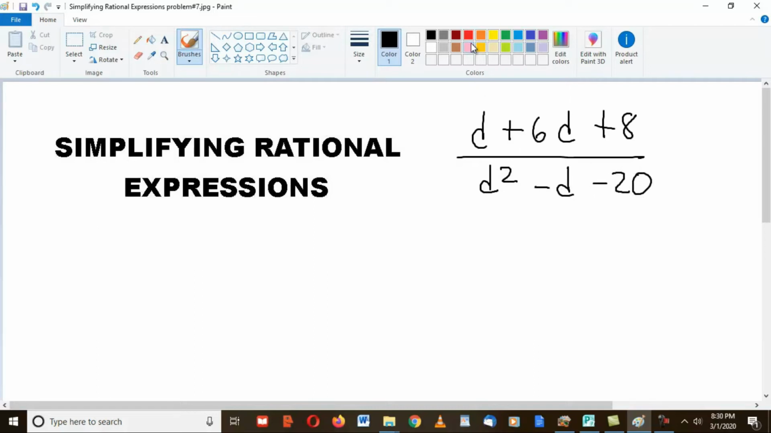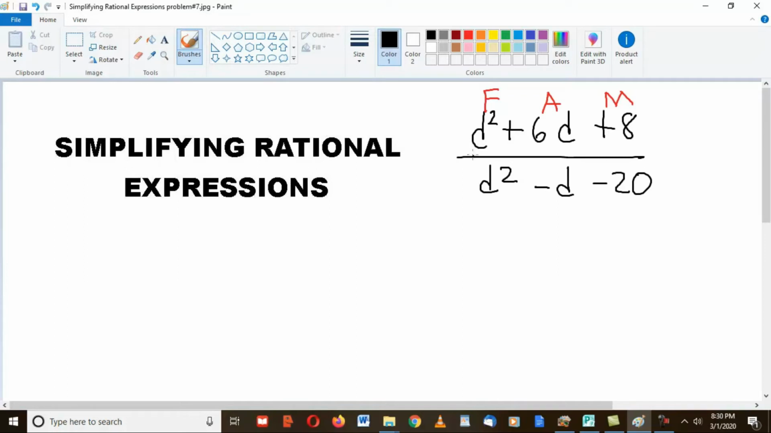Now what we're going to do is use some acronyms today. I'm going to go with FAM, okay? For each one of these terms, we're going to satisfy each one of these acronyms. F is going to stand for factor. Actually, there is a squared right here. This is d squared plus 6d plus 8, and then we have d squared minus d minus 20. So the first thing we want to do is factor.